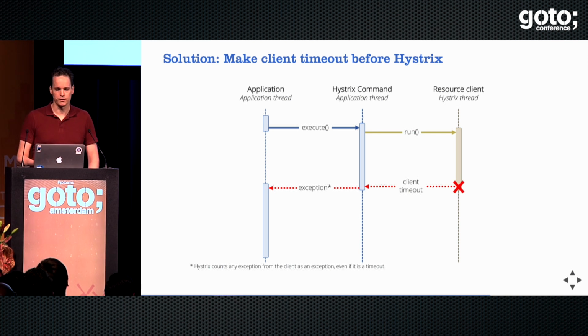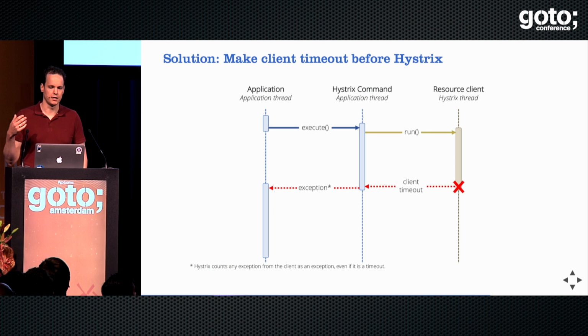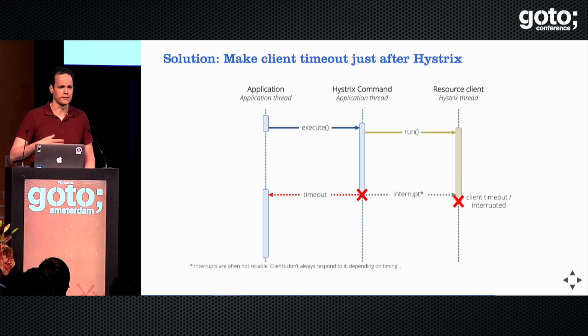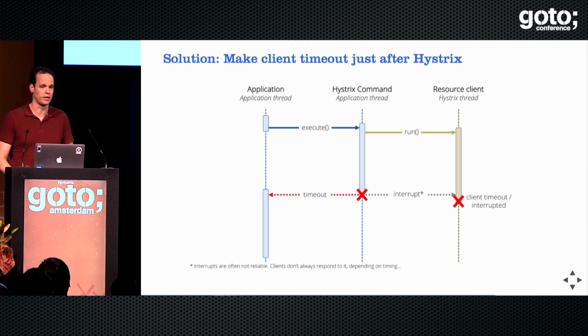So there are two things you can do. You can make the client time out before Hystrix does. That's fine. The only thing is Hystrix won't know that it is a timeout causing this, so it will simply return an exception, and in the metrics you also see it just as a normal failure. If you make the client time out just after Hystrix, then Hystrix will understand, hey, this was a timeout, how nice, and it will also register that as a timeout.